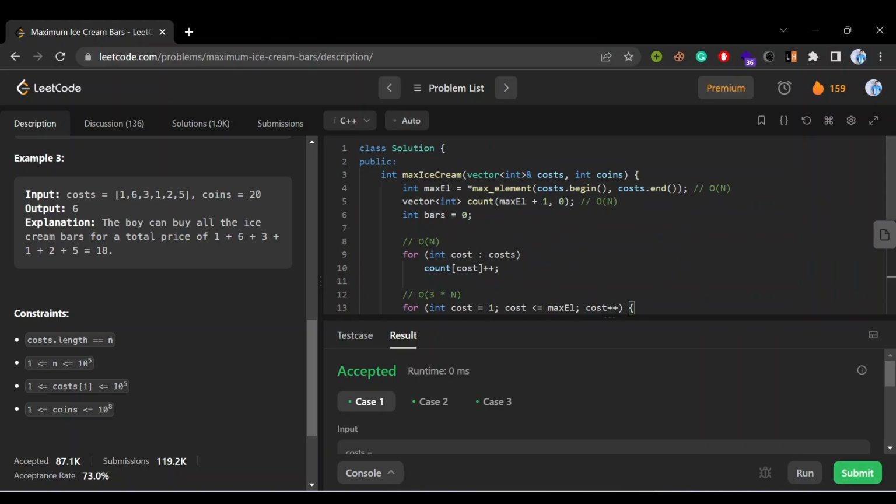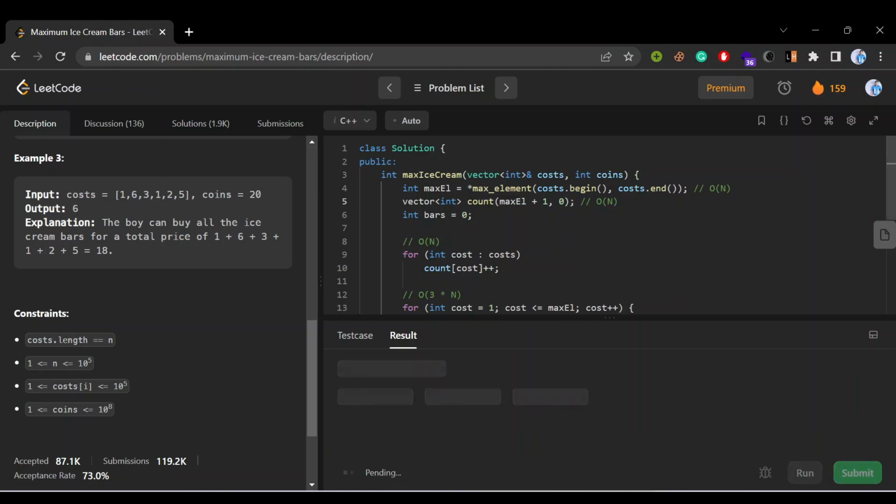And this is also a catch: if you have 10 raised to power 6, then it will give you a runtime error, because we cannot have a vector or array of size 10 raised to power 6 or 10 raised to power 7. So yeah, there are some limitations to this solution, but the sorting one doesn't have any limitations. This solution also has a space complexity of order of n, whereas the sorting solution will not have a space complexity, it will be a constant space solution. So yeah, this is the solution.